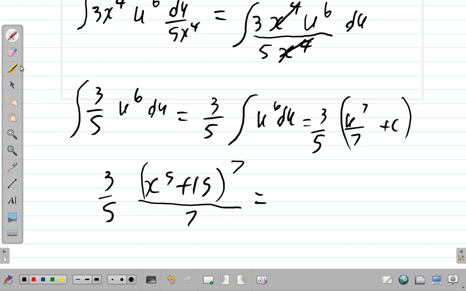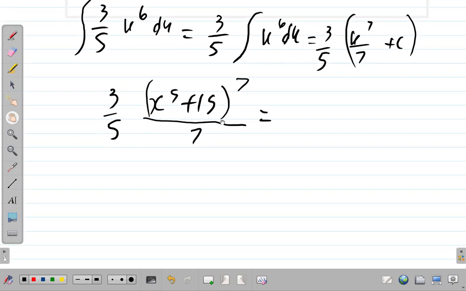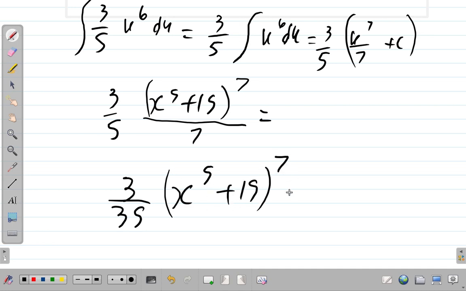So the answer now, let's just write the answer under here. When we multiply the denominators, we get 3 over 35 (x to the 5th plus 15) to the power of 7 plus c. So that's the integral that we're looking for.